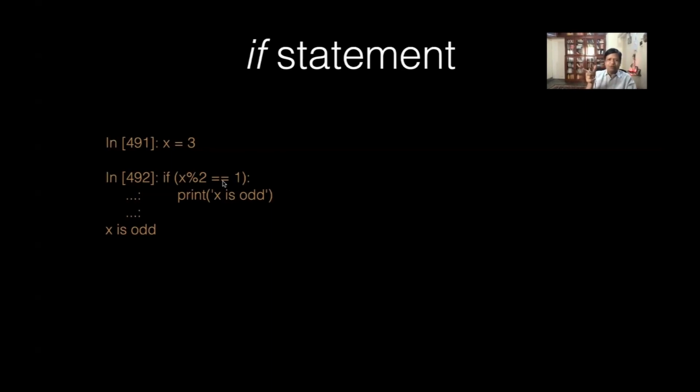So the result is an object, true or false. It depends on x. If x is even, then I will get false. If x is odd, then I get true, and that's why I'm printing x is odd. So this statement is executed only if this condition is true. Otherwise this statement is not executed, and the program simply moves on.